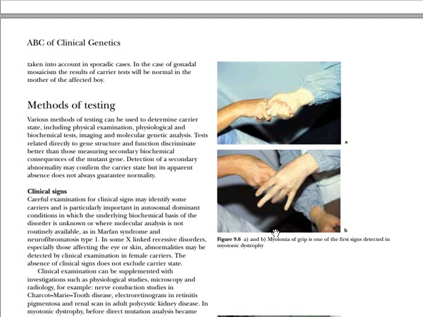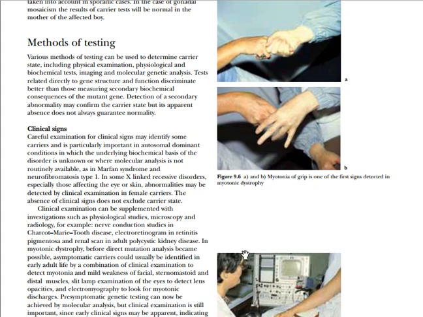Now the next thing we are going to speak about is the methods of testing. Is it clear? When you want to test carrier status, you can test it clinically and paraclinically. Those are the different methods of testing carrier status. For example, you can use a myotonic grip in order to detect the carrier status for myotonic dystrophy. If you want to detect the carrier status of a patient, you can use the myotonic grip to know if the patient is a carrier or not. And this is how you do the myotonic grip.